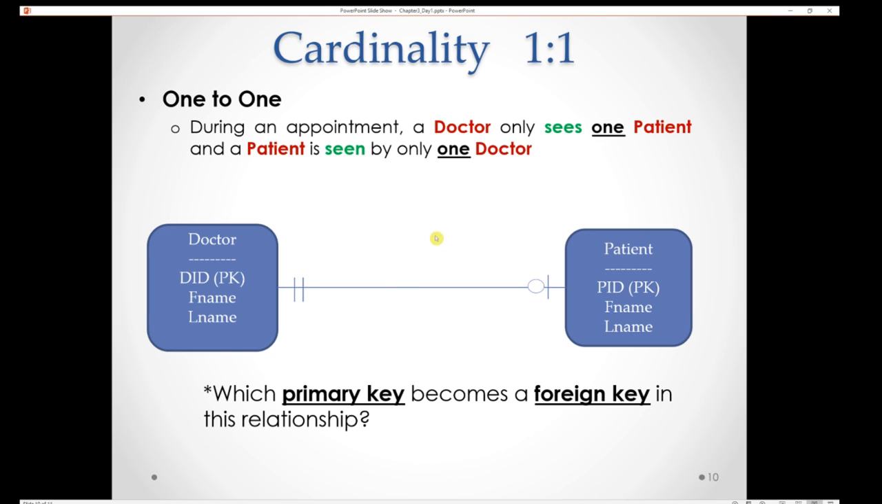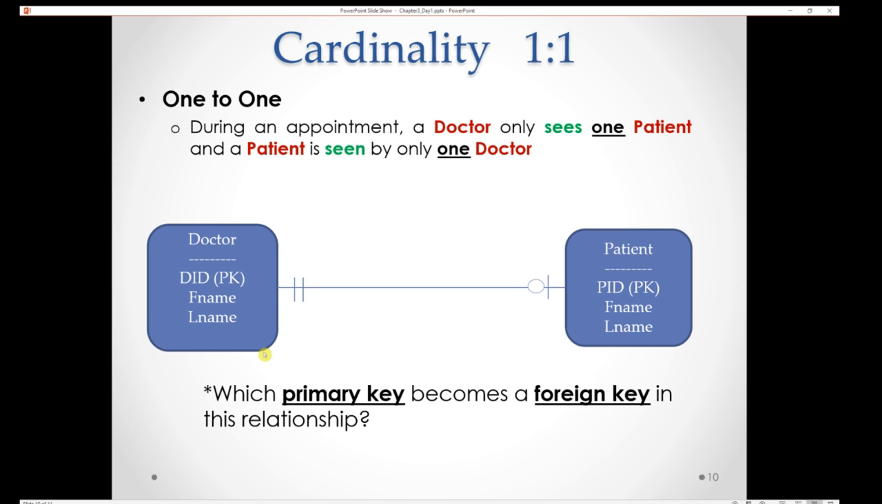During an appointment, a doctor sees only one patient, and a patient is seen by only one doctor. So here from the patient side, we ask, for one patient instance, what is the minimum and maximum number of doctors that they should see? If a patient's been put into the system, it's likely in this case that they've been associated with a doctor, so the minimum cardinality would be 1. At this particular hospital or doctor's office, a patient will only see one doctor. And again, it depends upon the story that you're given. Thus, we have a minimum 1 and a maximum 1 from patient to doctor.